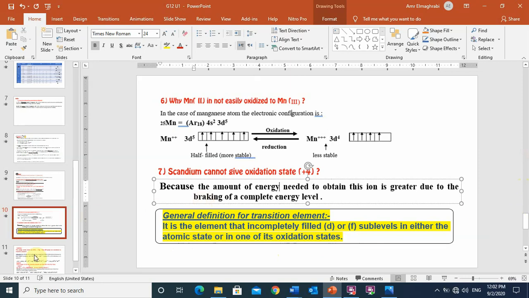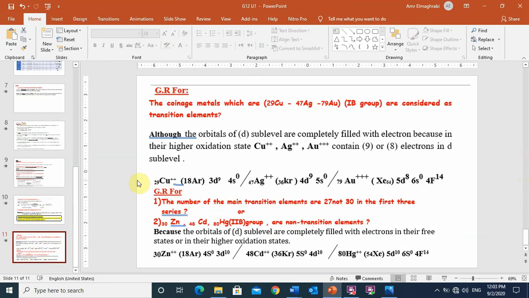And we have a question about this to understand. Let's come here to the coinage metals. Give reason: the coinage metals, copper, silver and gold, group 1b, are considered transition elements. Why are these three elements transition elements? Coinage means they make coins. The coins are made of copper, silver or gold. Because of that they call these elements coinage metals.